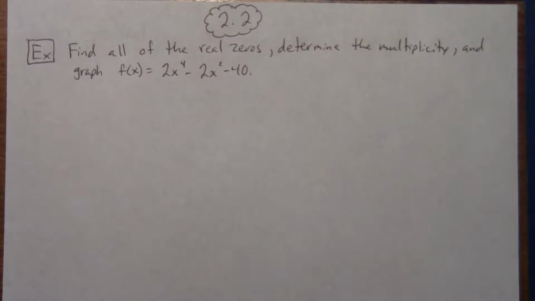For section 2.2, I'm going to ask us to find the real zeros, determine the multiplicity, and graph. And I'm going to do 3 different types of functions just so you get familiar with finding the zeros.